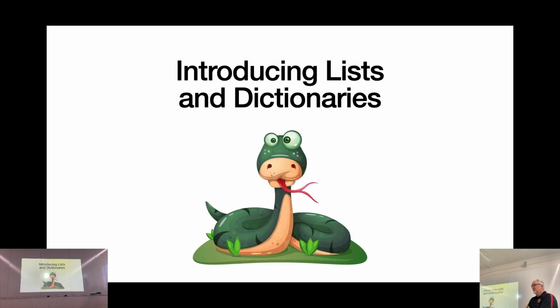So there's two different types of data structures that I'm going to introduce today. On the first hand, you have lists, which are sometimes referred to as arrays in other languages. And you also have dictionaries. And they have some similarities and some differences. And there are certain times when you will want to use one over the other.